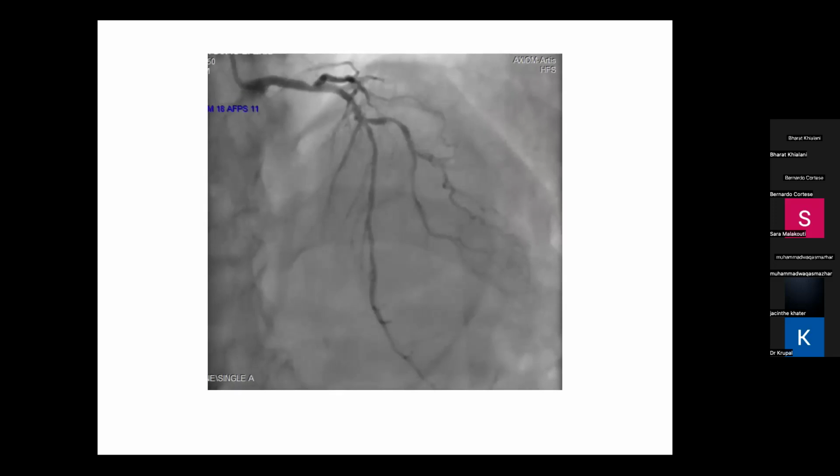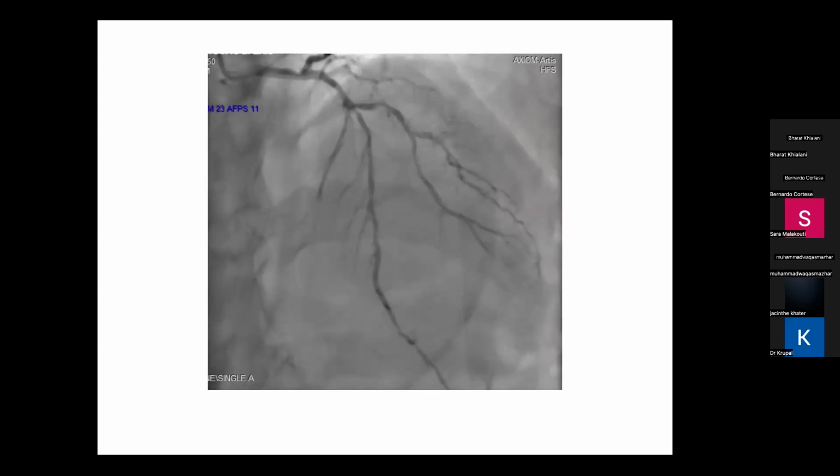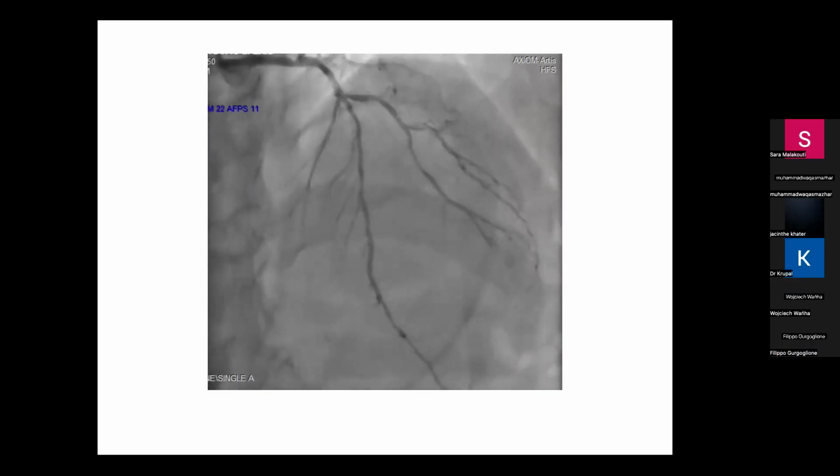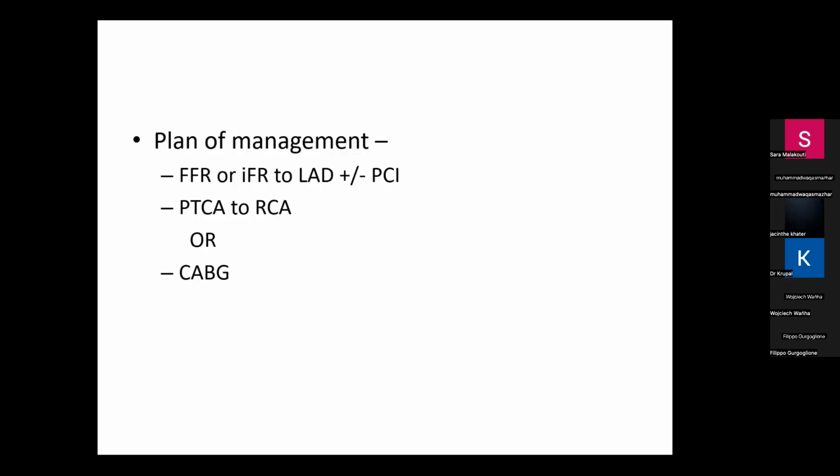Please, sorry, didn't want to interrupt you. Yeah, thank you for all the inputs. Yeah, please. So we were thinking the same way, to do physiological testing for the LAD and then PCI to the RCA. Because it is a triple vessel disease, we also explained to the patient the option of bypass surgery because he was diabetic.